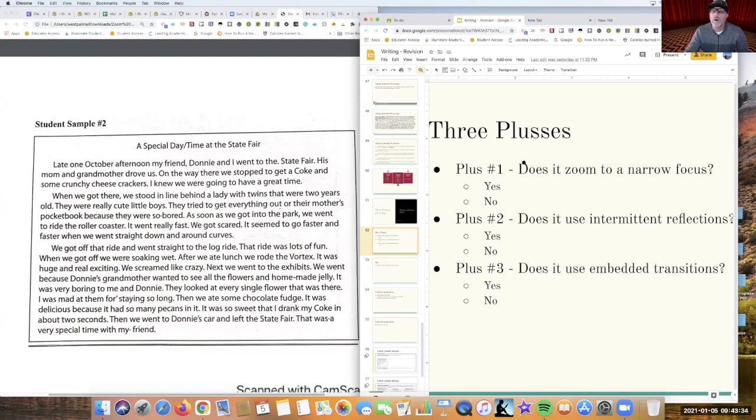All right. I want you to read this piece over here to the left, A Special Day Time at the State Fair. And I want you to go through and answer these questions. Does it zoom to a narrow focus? Does it use intermittent reflections? Does it use embedded transitions?